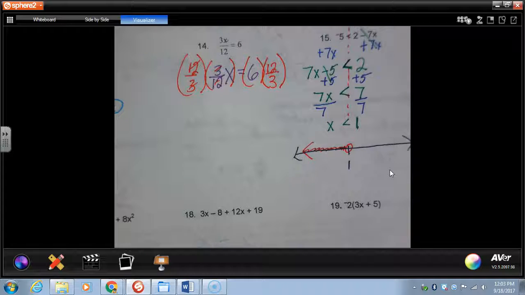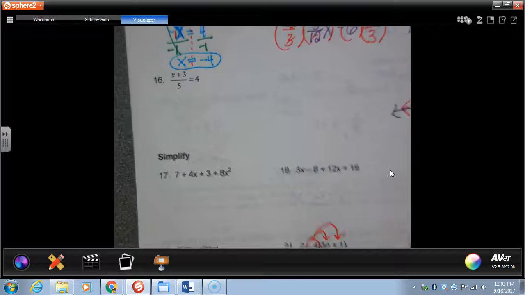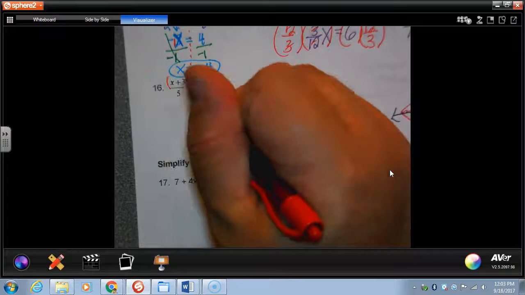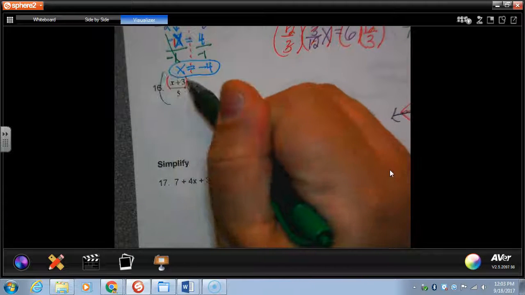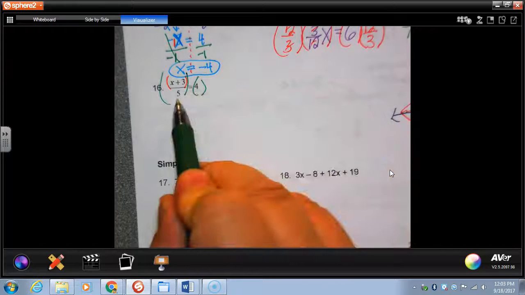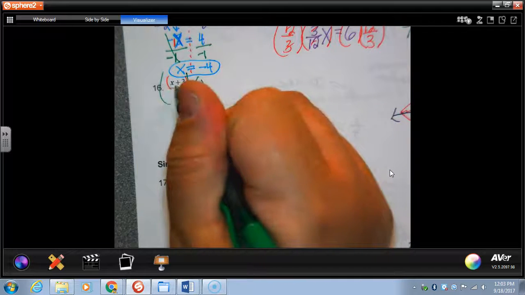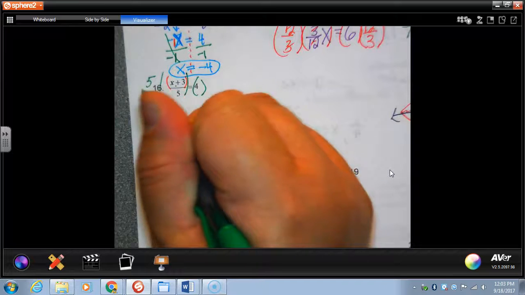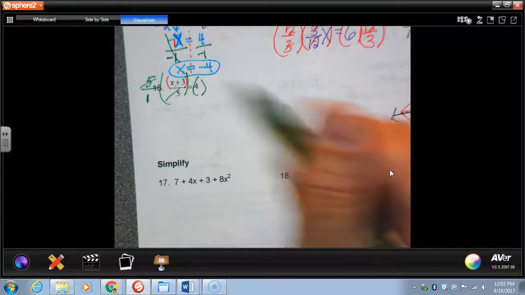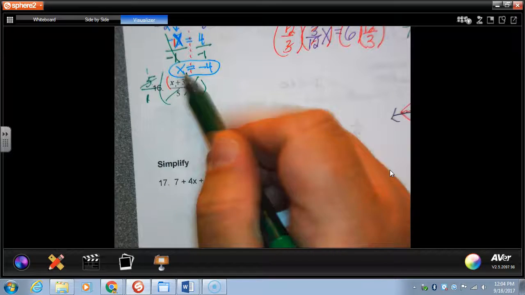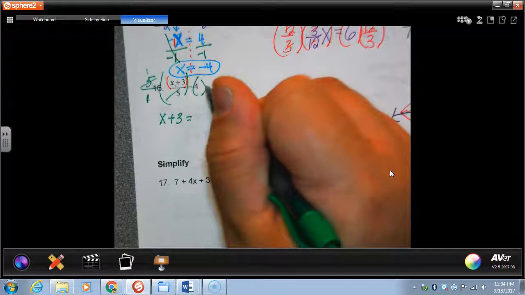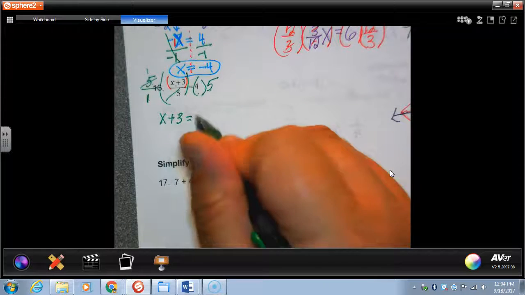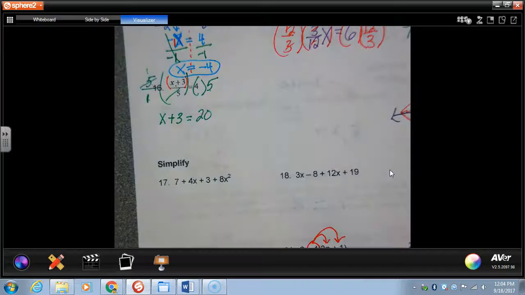What was the other one? 16. Be careful. It's locked in our numerator. So what do I have to do? I have to get rid of my denominator. So it's being divided by 5. I have to undo it, multiply it by 5. This cancels to 1. 1 times my numerator gives me my numerator. 4 times 5, 20. And you can get it from there.